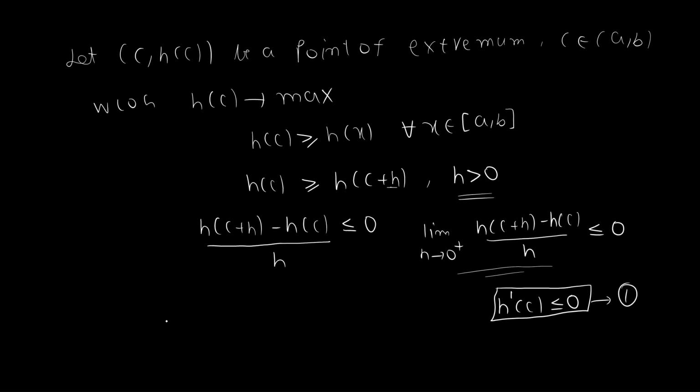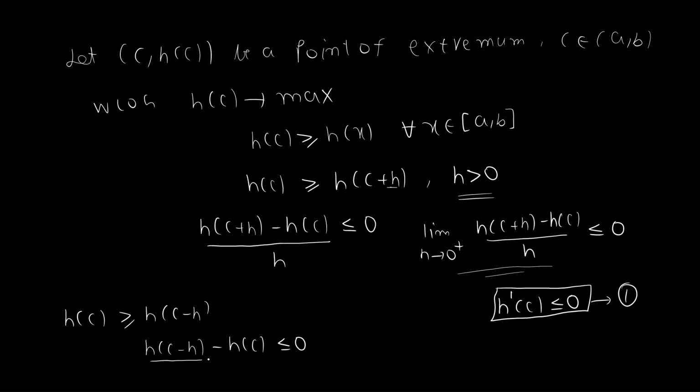Now we can also look at this in the other way. We can say that h of c is greater than or equal to h of c minus h. C minus h is nothing but a point which is on the left side of c. Now I'll again take h of c to the RHS: h(c-h) - h(c) is less than or equal to 0.